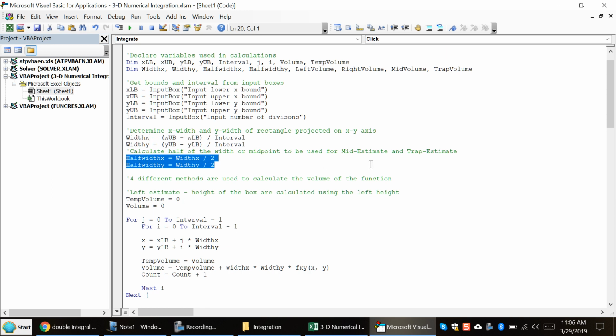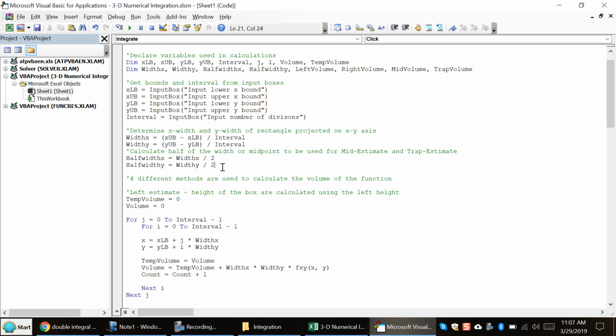Half width. This is pretty simple to understand. What I will use this for is just to find the middle of each interval. I just need to know the midpoint of each interval. So that's all there is to that. All right. Any questions so far?